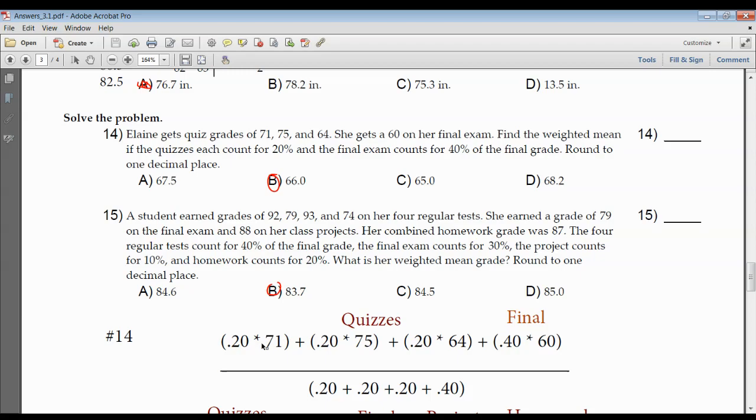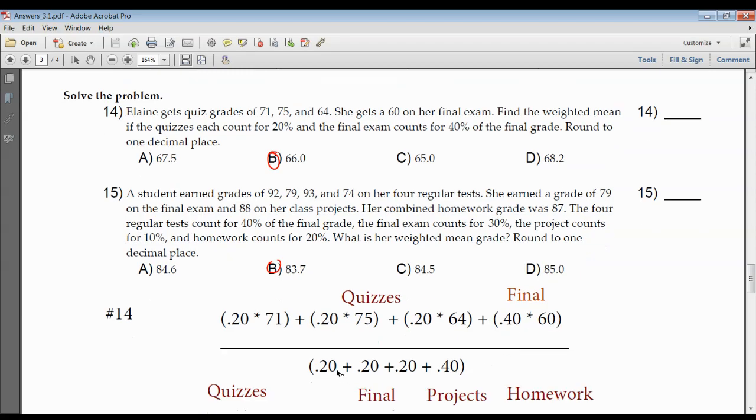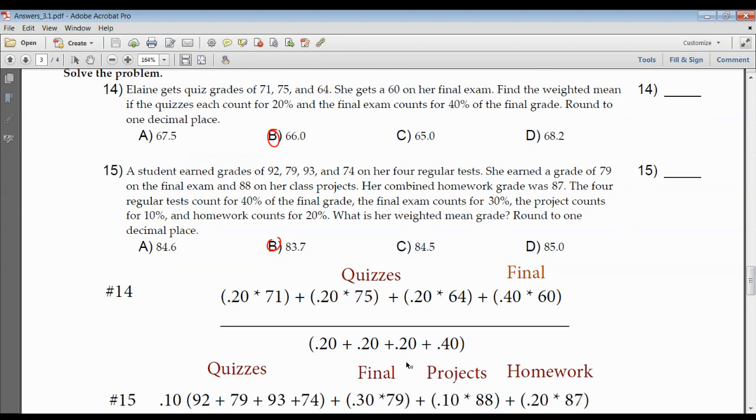So it's 20% times 71 plus 20% times 75 plus 20%, 0.20, times 64 plus the final exam, which you received a 60, was worth 40%, divided by the sum of the weights. Now here again, if you add all this up, this becomes just 1. All right, 100%. It doesn't have to be. And doing all that, we came up with a 66 for a weighted average.